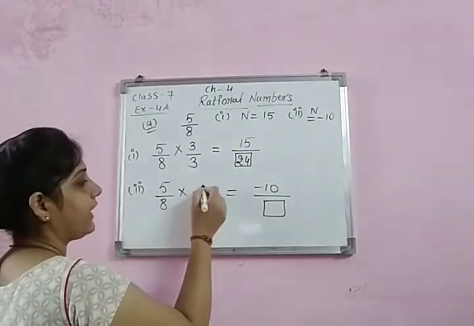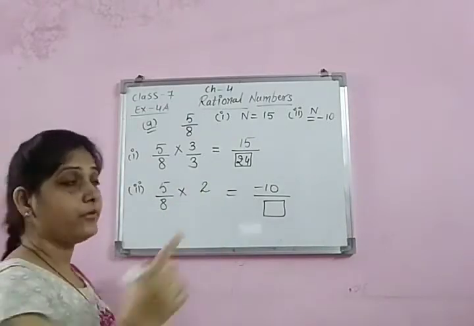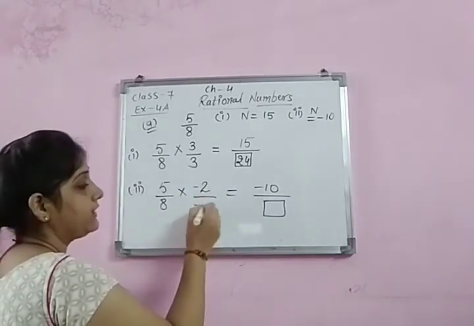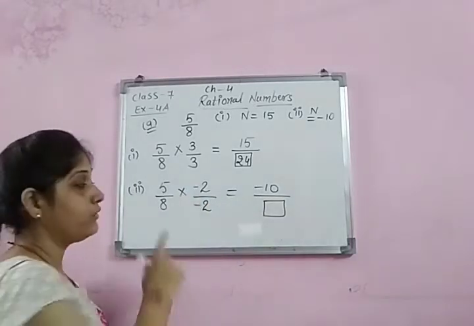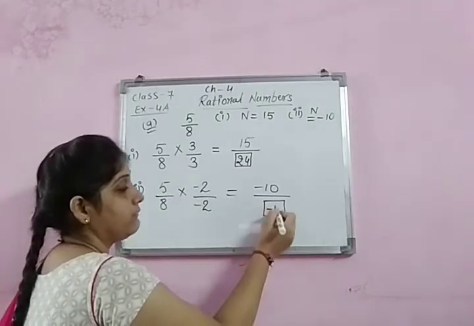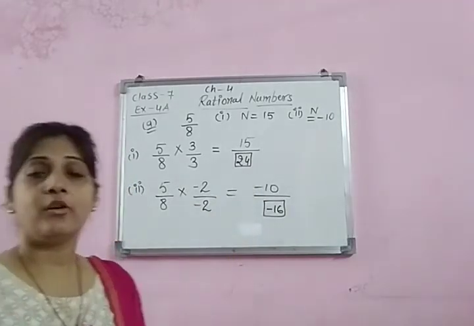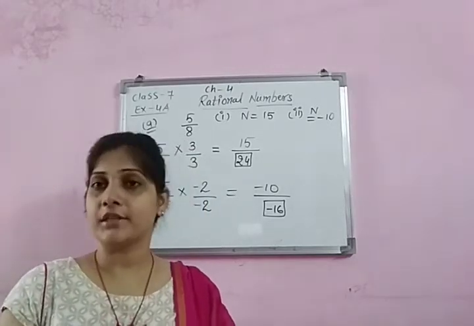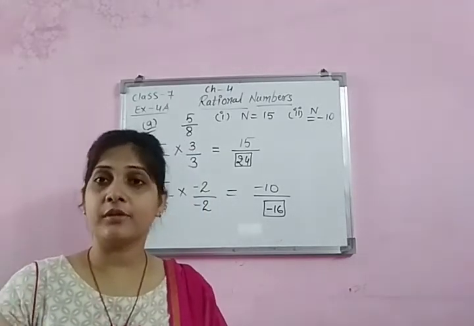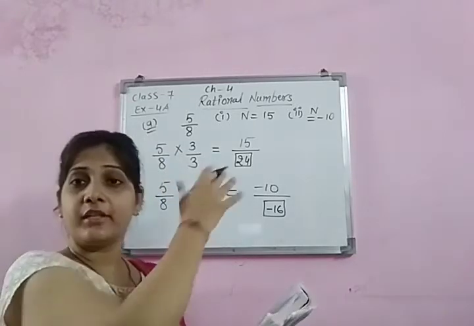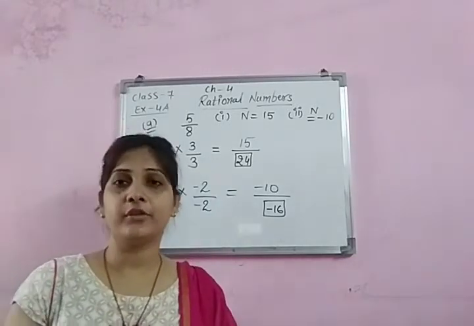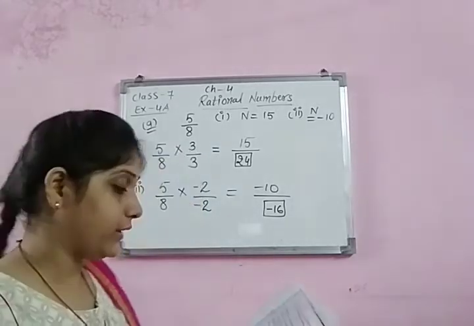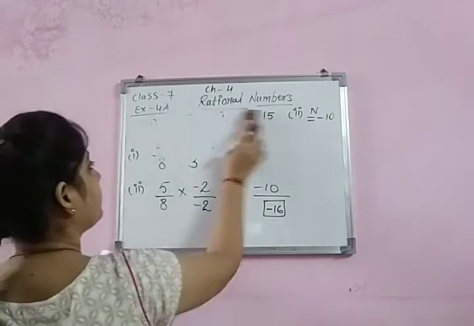So I think 5 2s are 10, but we want negative. So we have to take a negative sign here. And in the denominator also minus 2. So 8 2s give me minus 16. Okay. So this is the way by which we can do any question. Now I am telling you one more question, this is related to the numerator. How can we find it for the denominator also? The way of solving the question is similar. Let's do it with me.